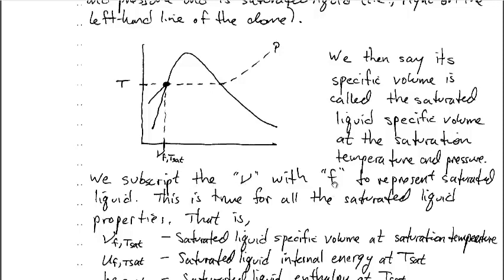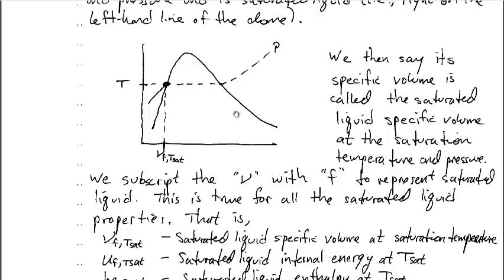with the letter F. The reason why we use the letter F is because the legacy tables, the legacy thermodynamics from 100 years ago, didn't think in terms of liquid and vapor, they thought in terms of fluid and gas. And so if we intend the property to correspond to saturated liquid, we use the letter F. So when you see a property subscripted with the letter F, like we have here, V sub F, comma, T sat, what that means is this is the saturated liquid specific volume at this saturation temperature.